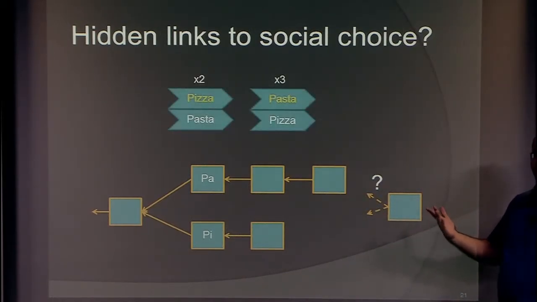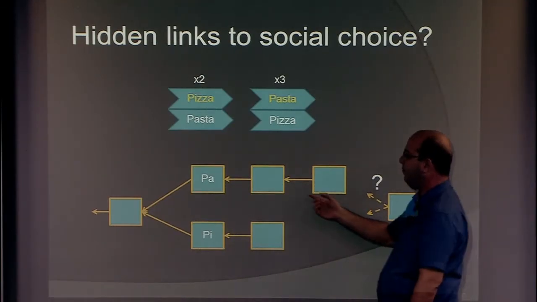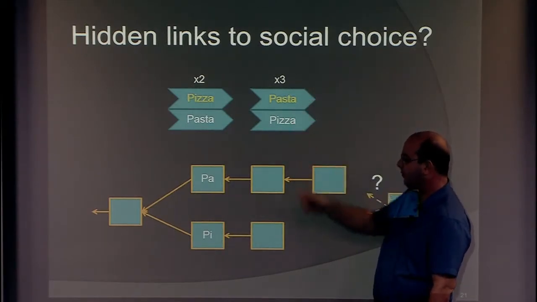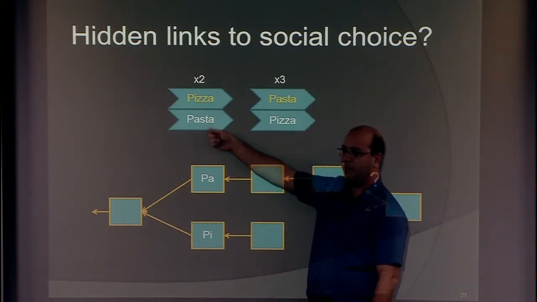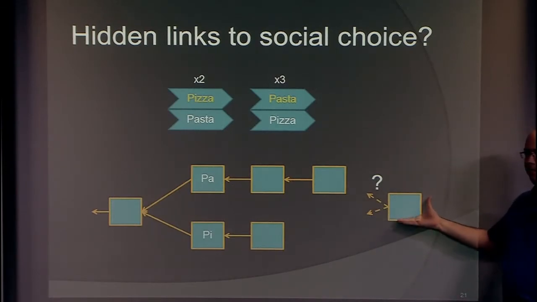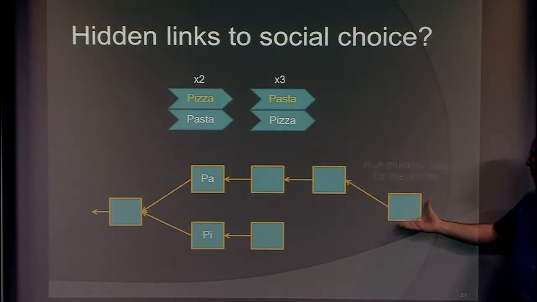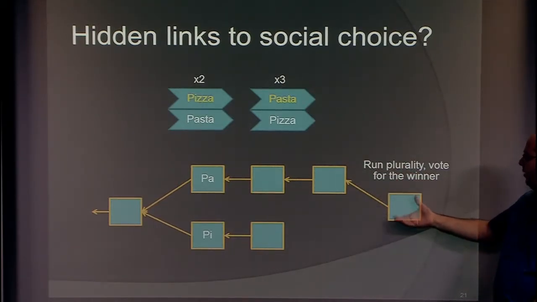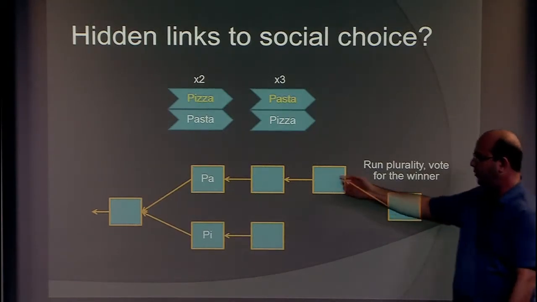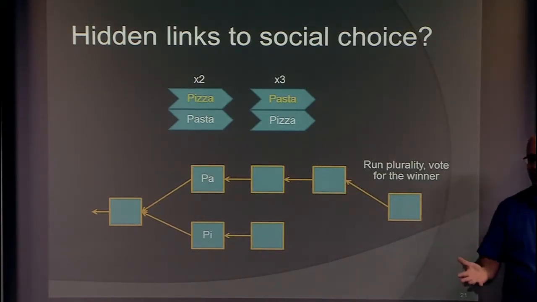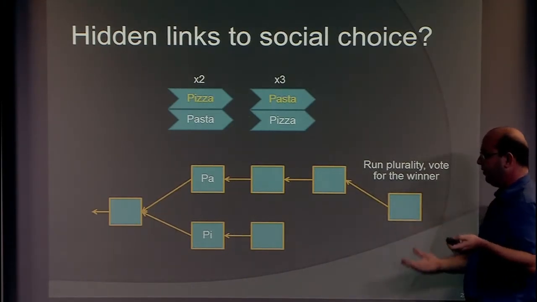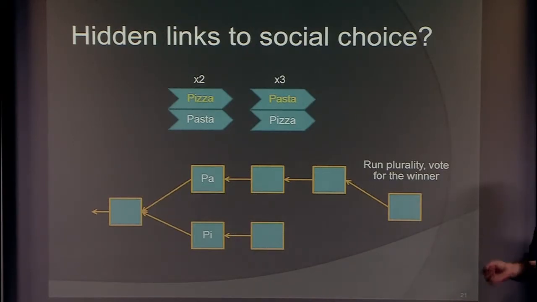Let's think of blocks as voters for a moment. And we have 3 blocks that say pasta is better than pizza, and 2 blocks that say pizza is better than pasta. Okay, so what do we want this block to do? Basically, we tell it, run the plurality voting rule. You get the result. The result is pasta. And vote for the winner. Right? Join the longest chain means basically join, in this case, the majority or the plurality. So this is very nice, but where does it get us? I'll show you in a second.